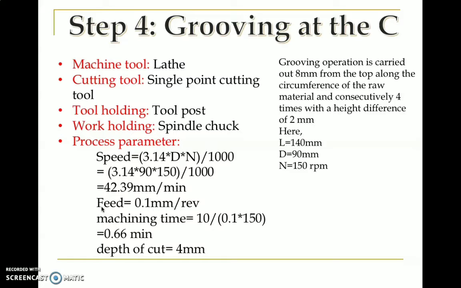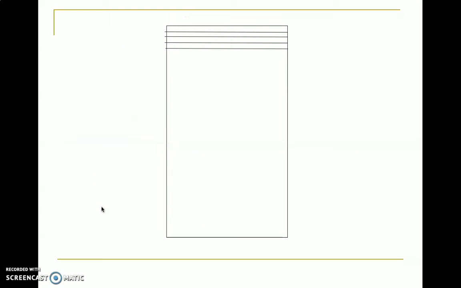The groove depth of cut is around 4 millimeter, and the process parameters are also calculated. Here, since again this process is carried out in the lathe, the machine tool, cutting tool, the tool holding device and the work holding devices are the same. There is no change in them. And this is the diagram after the grooves are made.